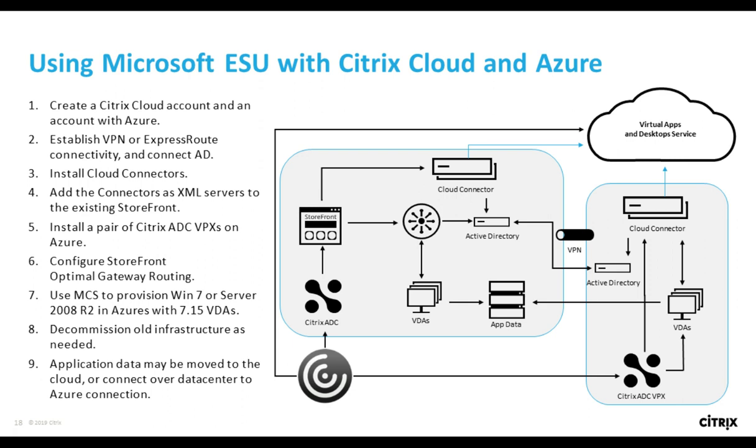So again, starting with that process of Citrix Cloud and setting up that account and building those resource locations, once you've established that VPN or ExpressRoute connectivity between your on-premises data center and your existing Azure, and you've set up those Cloud Connectors, you now have a scenario where you can start to manage both locations, your on-premises data center and your Azure cloud, from one centralized point of management with Citrix Cloud.